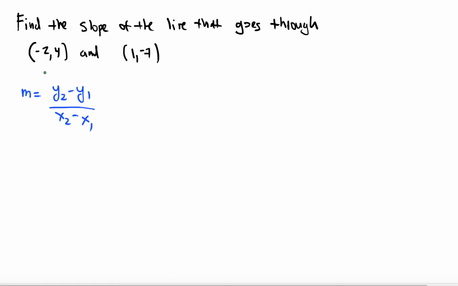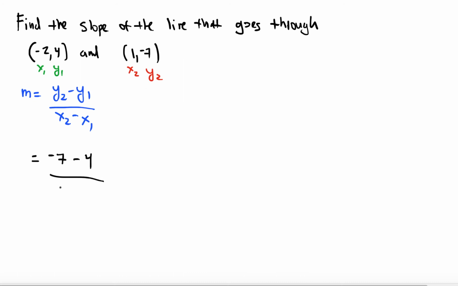So what we can do is say, let's call this one x1 and y1. And remember, the subscript 1 is for the first point, and we'll call this point x2 and y2. All right, so really all we have to do at this point is plug in the corresponding values. So y2 is -7, minus y1, which is +4.